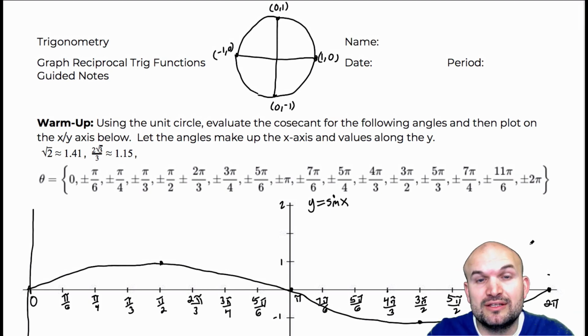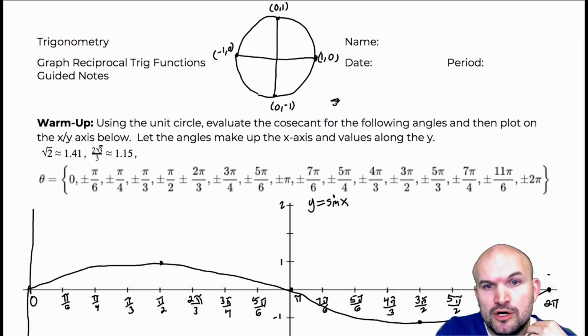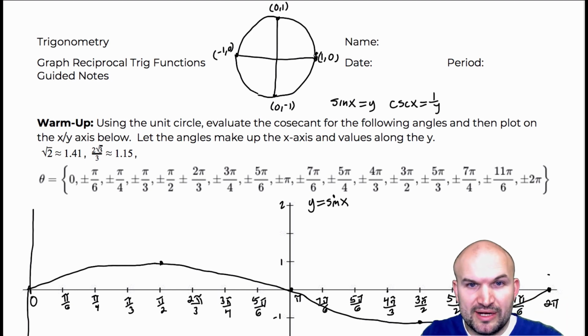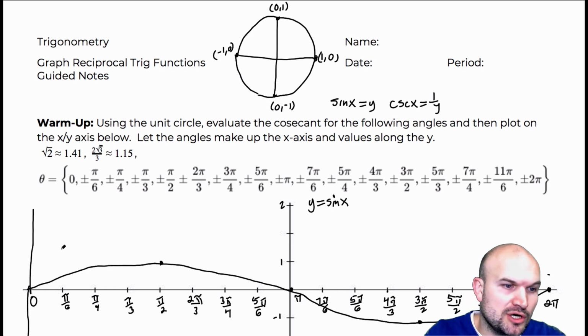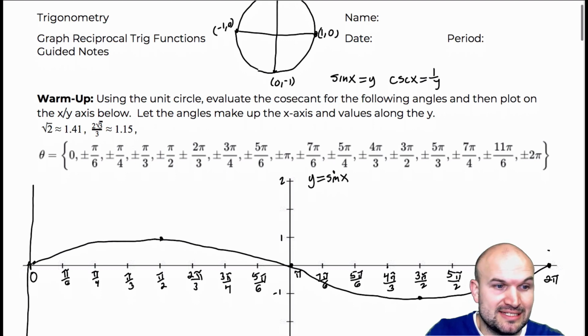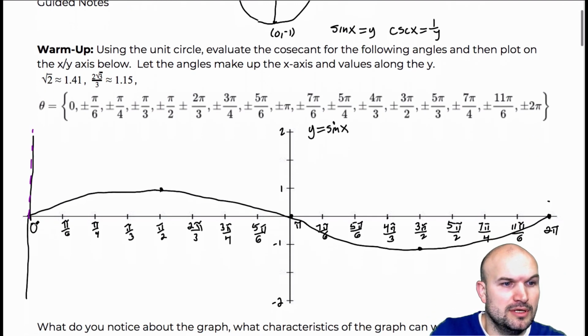Now let's look at that reciprocal relationship. If the sine of x represented the y coordinate, then the cosecant of x is the reciprocal, so that's 1 over y. At this first point, we have 1 over 0. Well, that's undefined. Undefined values, what we talked about in functions, are going to be represented as an asymptote. So that's going to be a discontinuity in the graph.